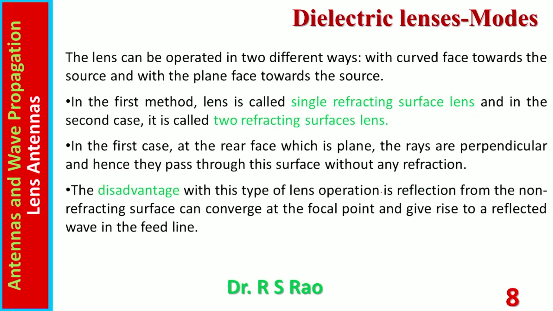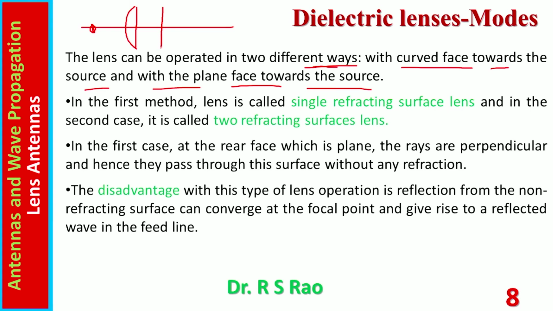Now we discuss the modes of operation of dielectric lenses. Lenses can be operated in two different ways: with the curved face towards the source and with the plane face towards the source. Here is the source. One can place the lens with its curved face towards the source like this. This is one possibility. Another possibility is with the plane face towards the source. Each one has its own advantages and disadvantages. Now we discuss them in this slide.